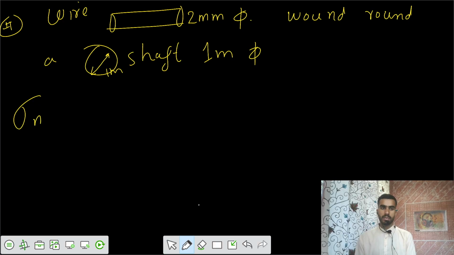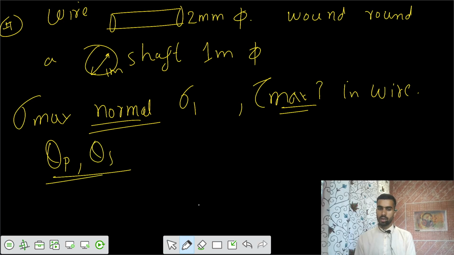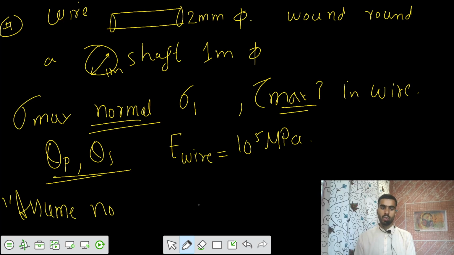So you need to say what's the maximum normal stress sigma 1, and what is the maximum shear stress tau max in the wire. Also get the location of theta p and theta shear. The Young's modulus of elasticity of the wire, E wire, equals 10 to the power 5 megapascal. Assume no pull, or no tensile stresses, applied on the wire.